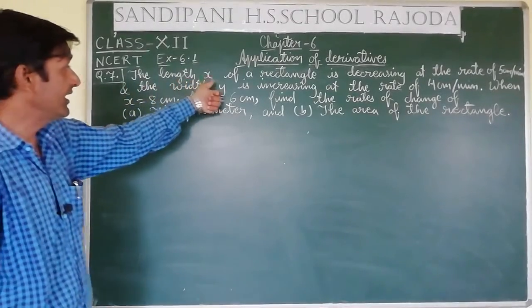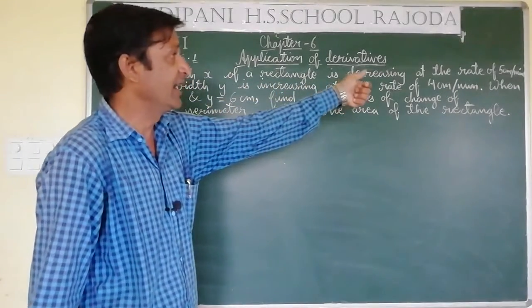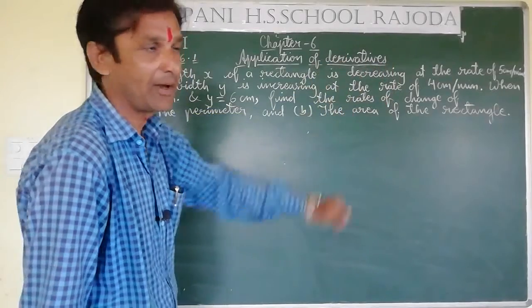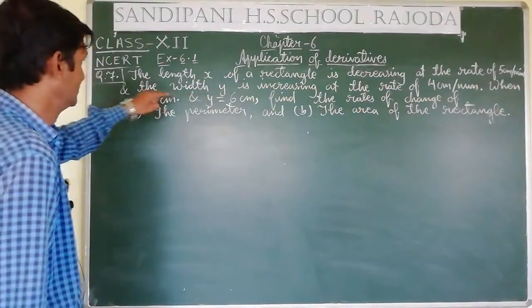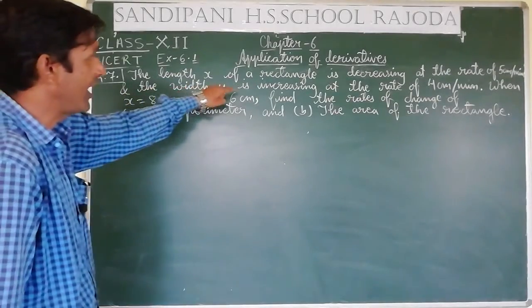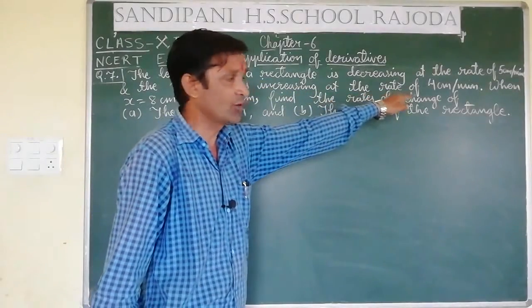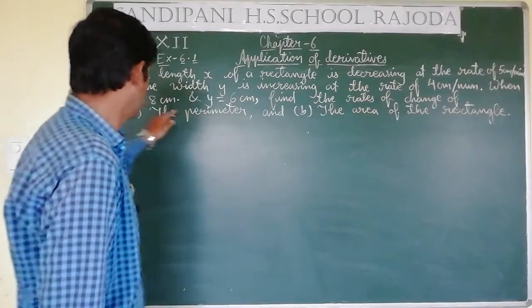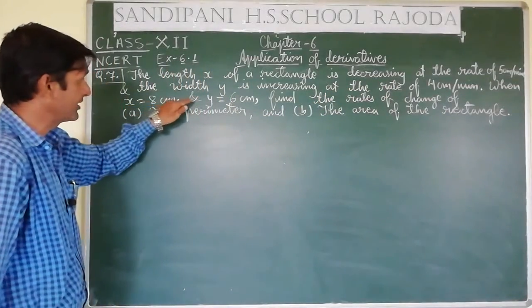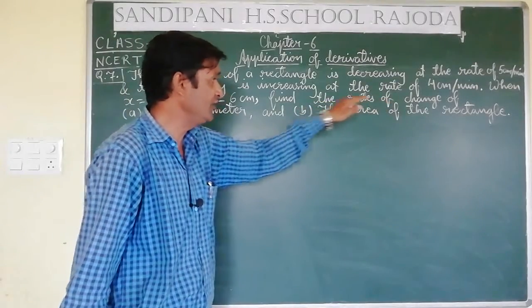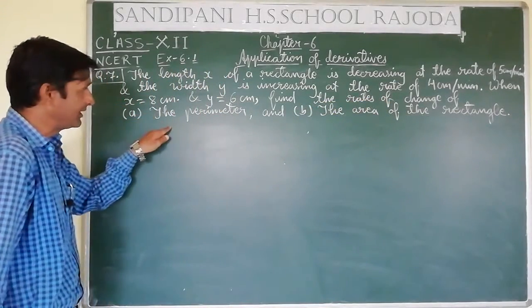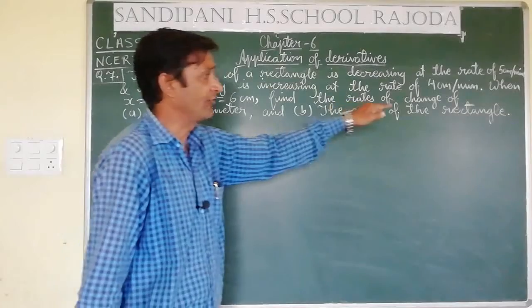The length x of a rectangle is decreasing at the rate of 5 centimeter per minute. Here it is per minute, that you have to remember. And the width y is increasing at the rate of 4 centimeter per minute. When x is equal to 8 centimeter and y is equal to 6 centimeter, find the rates of change of the perimeter and the area of the rectangle.